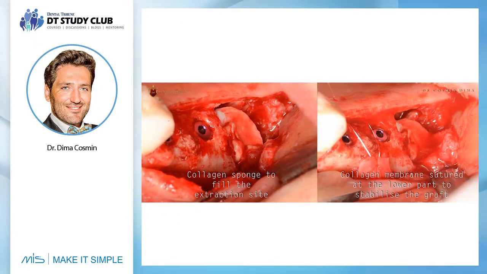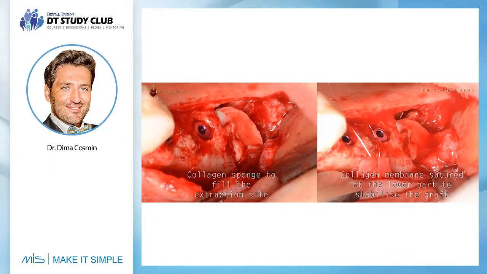This is enough. If we have 4 walls, we have a very good remodelation, so we don't need to put a lot of augmentation material there. And this is another rule of Dennis Tarnow, that if we have all the 4 walls around, even around an implant, he said that we can leave it like this without any augmentation material and the regeneration will be good. Of course, this is a little bit risky, so I would not recommend it around implants, but in this case, after wisdom tooth extraction, collagen sponge is enough.